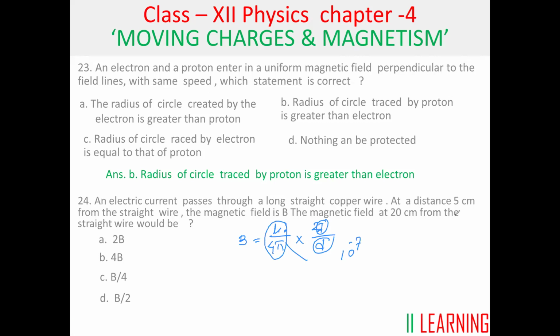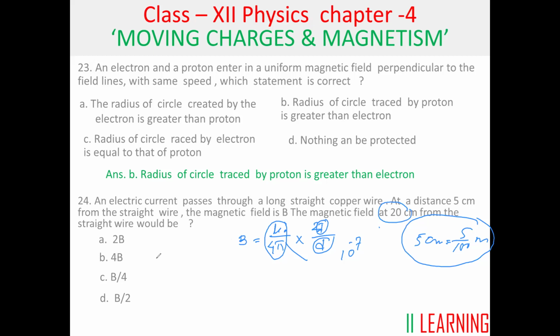See, first of all, find out the value for 5 centimeter. 5 centimeter means 5 cm equals 5 by 100 meter, because here you have to use the SI unit, not the CGS unit. So in SI unit, going from centimeter to meter, it will obviously be divided by 100. And in this way you can find out the value of B. After finding the value of B, you find the value of B dash, that is the magnetic field at 20 cm from this. So it will be easy to find.